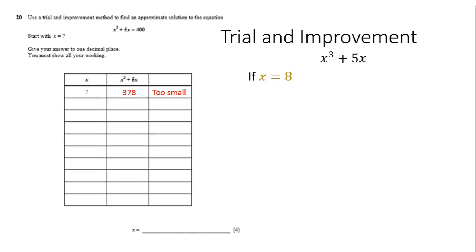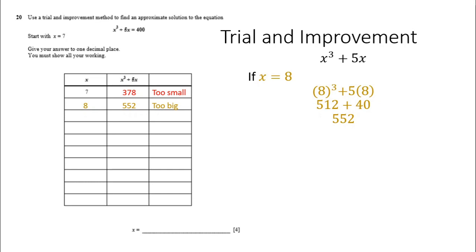How about 8? If I try 8, replace the value of x with 8. I'm going to cube it. I'm going to add 5 times 8, and that makes 512 plus 40. That's 552. Now that's too high. So I tried 8, it's 552, that's too big.